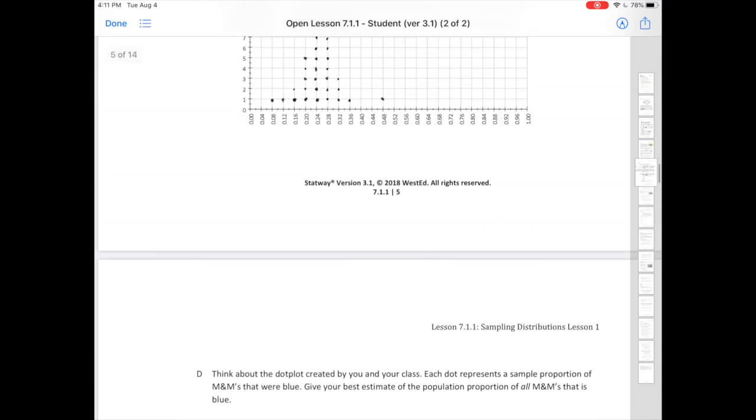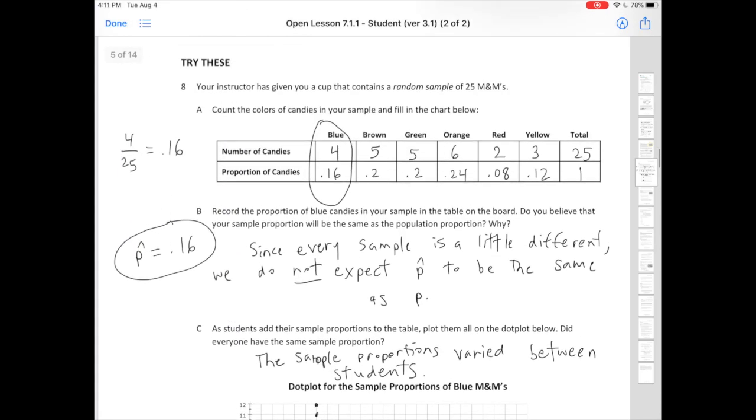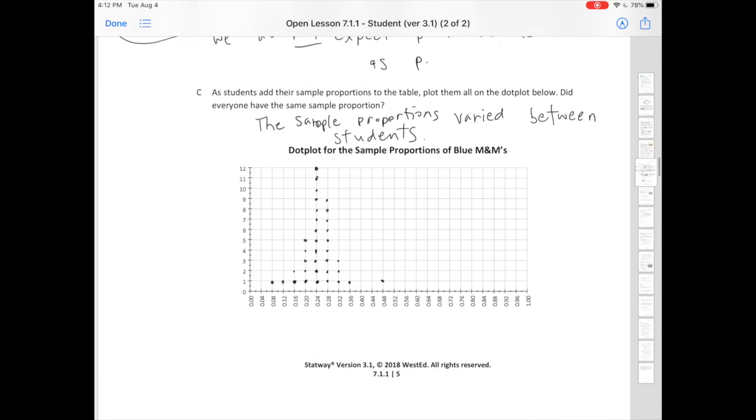I could be stubborn and I could look at just my answer and I could say, well, I got 0.16, so that's my guess. But that's not really taking all the other students into account, right? Because they all got a different answer. So what's the smart thing to do here? The smart thing to do is to look at all of this as a whole and try to think about where we think the real answer sits.